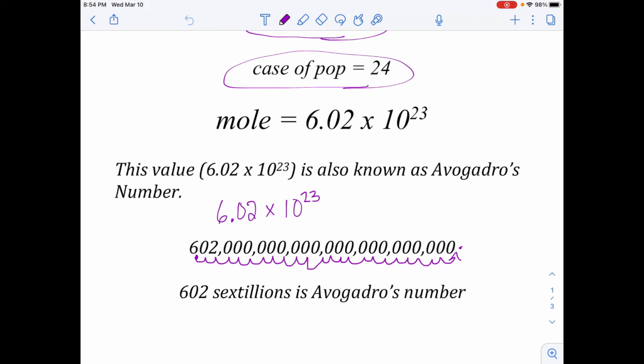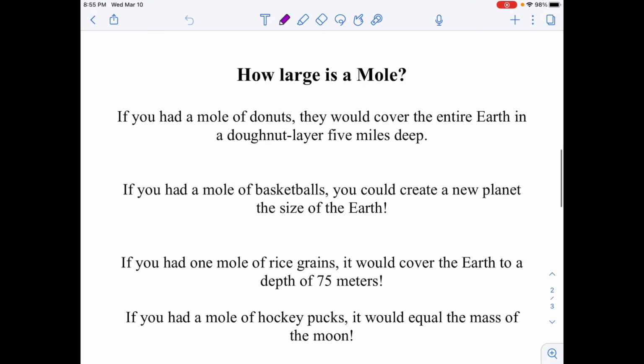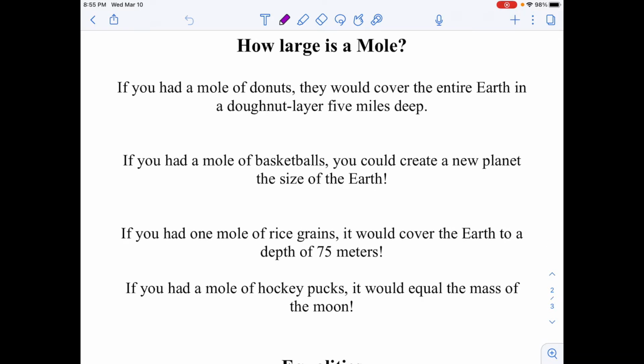Okay, so let's just talk about how large this quantity really is. Okay, so I just had some common examples here that you can start to realize how large this quantity is. If we had a mole of donuts, so if we had 6 times 10 to the 23rd donuts, they would cover the entire Earth's surface in a donut layer 5 miles deep. That's crazy. If we had a mole of basketballs, or 6 times 10 to the 23rd number of basketballs, we could create a whole new planet the size of our planet Earth.